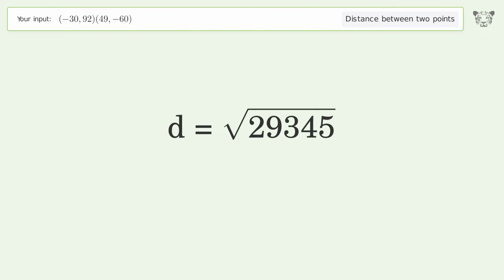And so the distance between the 2 points is the square root of 29,345, or 171.304.